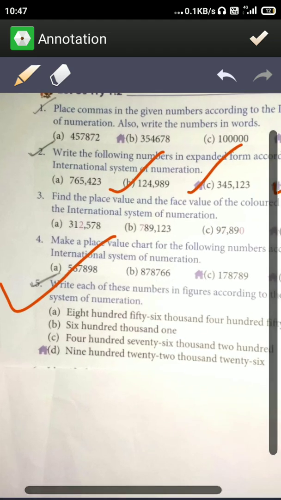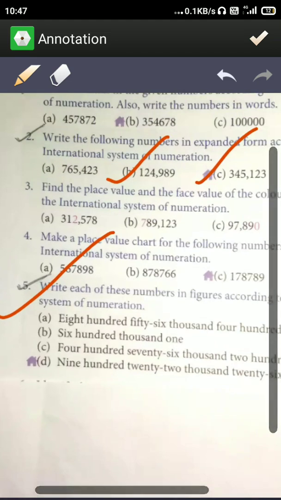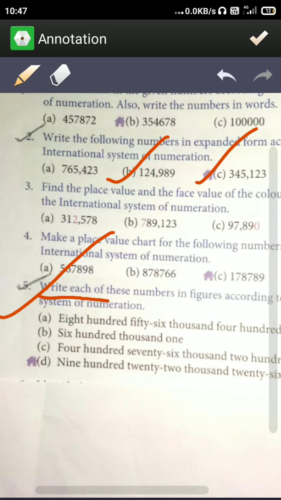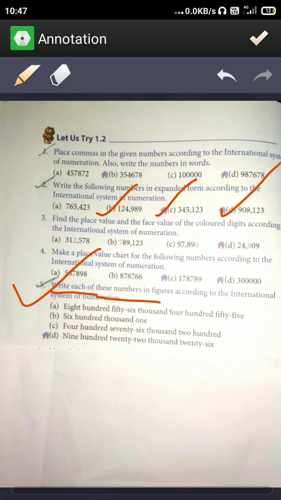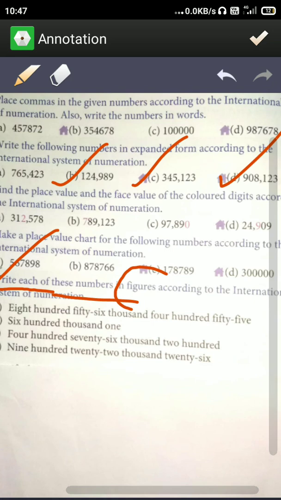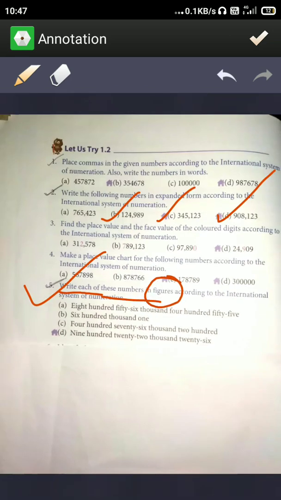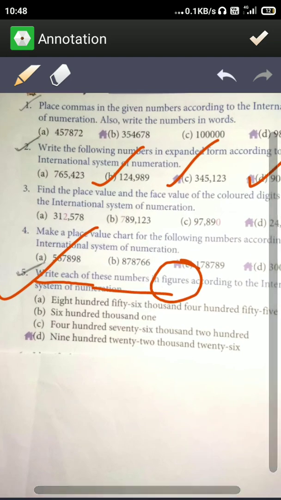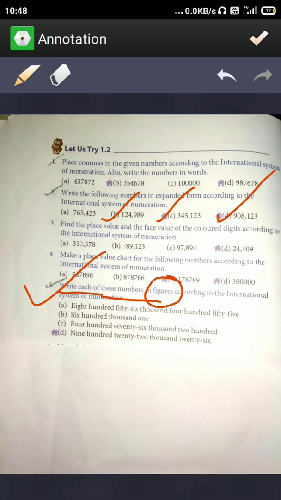Okay, and then our last question is the fifth. What do we have to do in the fifth question? We have to write each of these numbers in figures according to the International System of Numeration. How will we write it in figures? We need to make a place value chart.